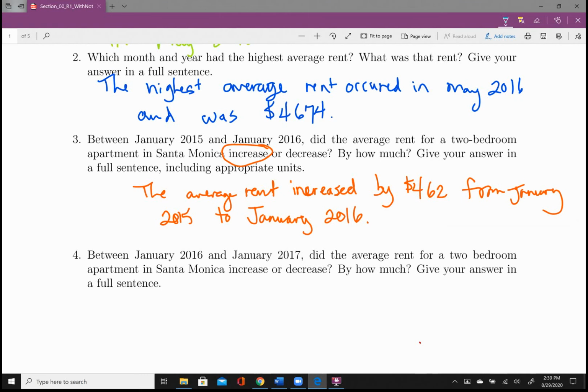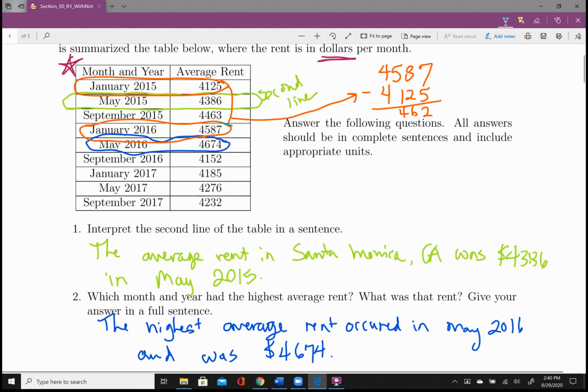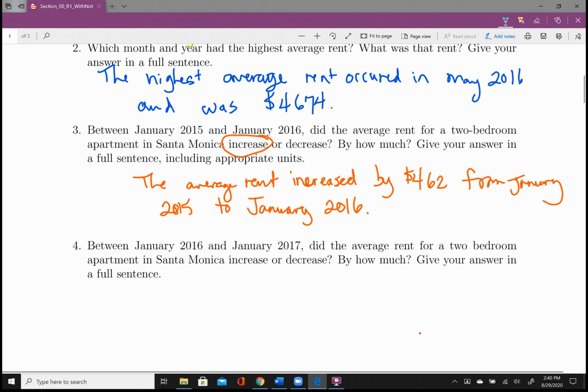Okay, number 4, between January 2016 and January 2017. Oh, looks like the same question, only different year span. Did the average rent increase or decrease? How much? Okay, cool. Moving back over, now we want to look at this number versus this number. So, did it decrease or increase? It looks like it decreased this time.